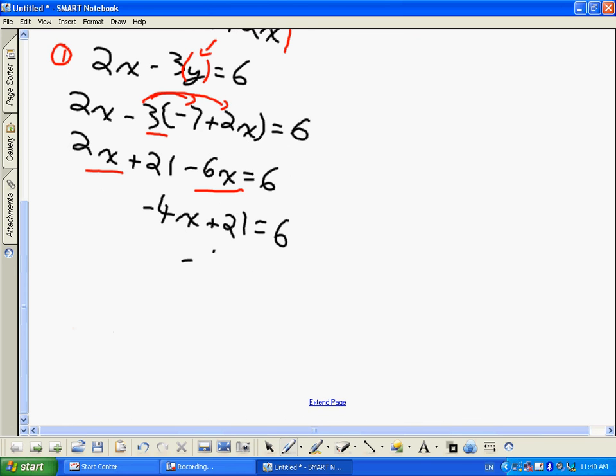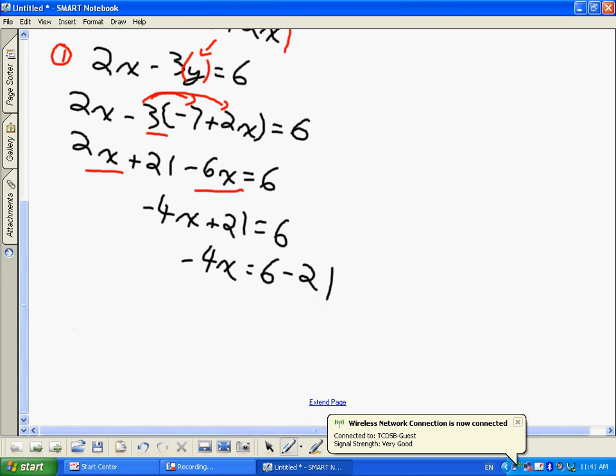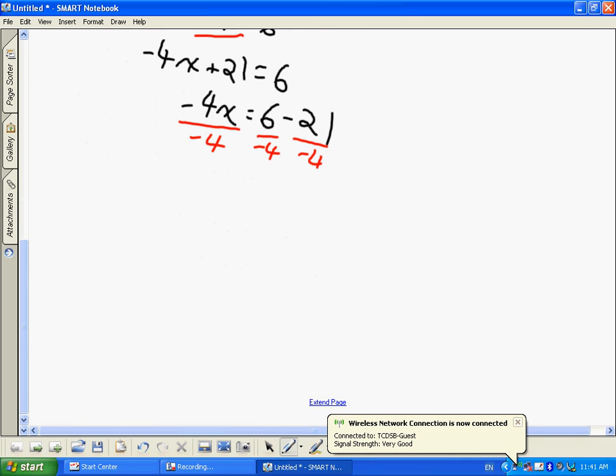Move positive 21 to the other side. It becomes negative 21. Now that I have this, I need to still isolate for x. So, I need to divide both sides by negative 4. So that's every number divided by negative 4. X will equal negative 6 over 4 plus 21 over 4.